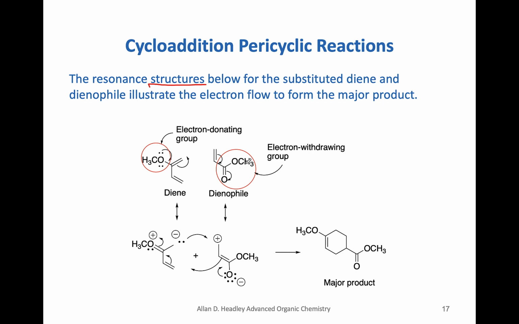Let's look at the dienophile. This is an electron-withdrawing group. So it pulls electrons from the dienophile here, or the two electrons are pulled out into the oxygen. So as you can see here, this makes for a very effective reaction where the negative from the resonance structure reacts with the positive of the resonance structure for the dienophile to make for a very effective bond forming to form this product as a major product.